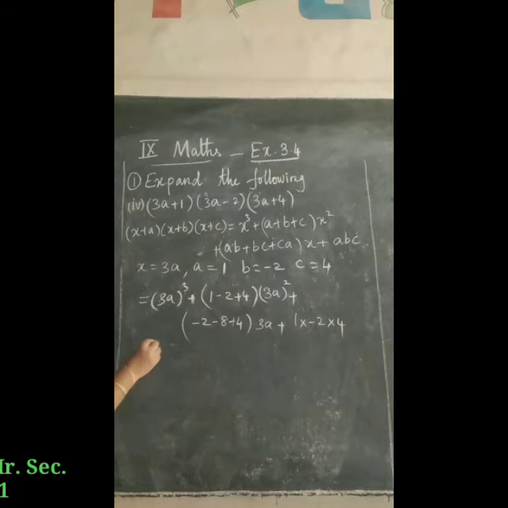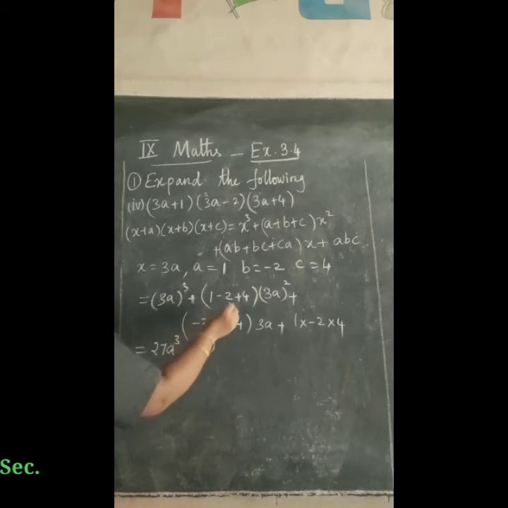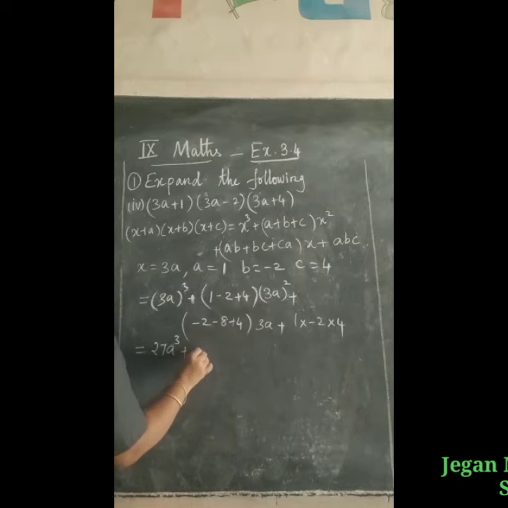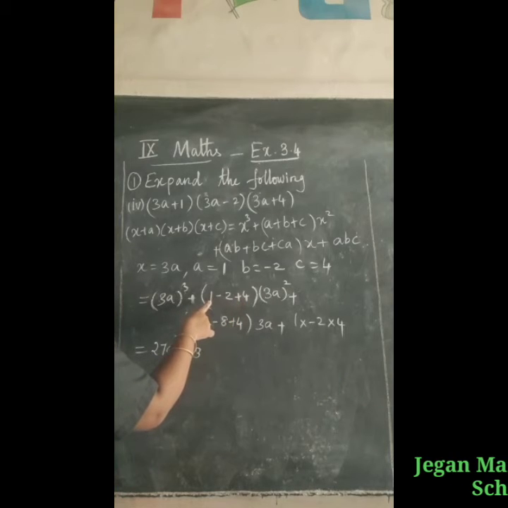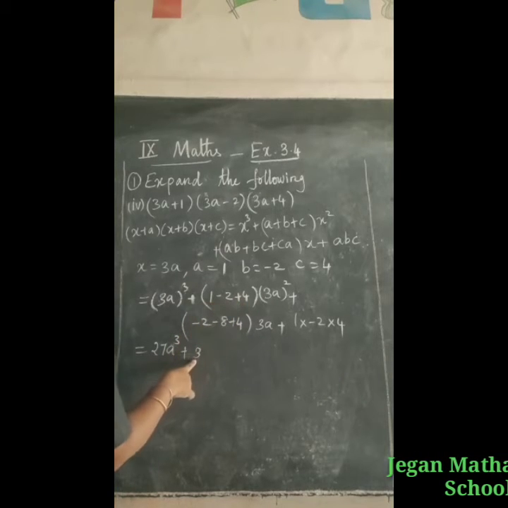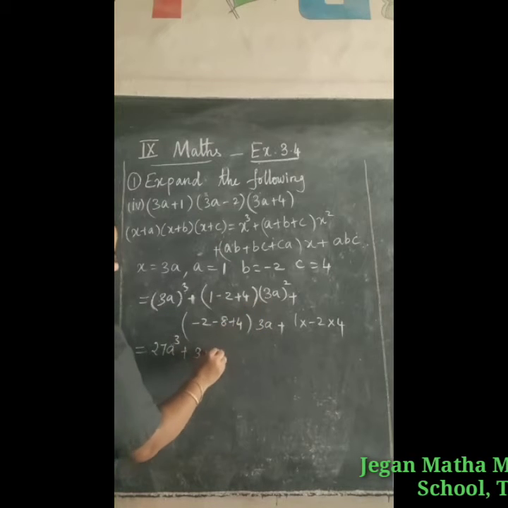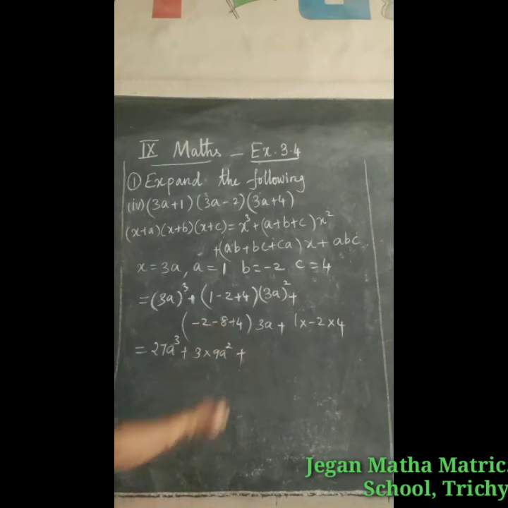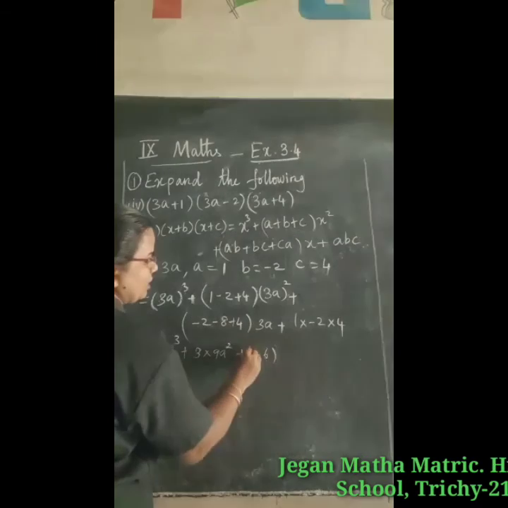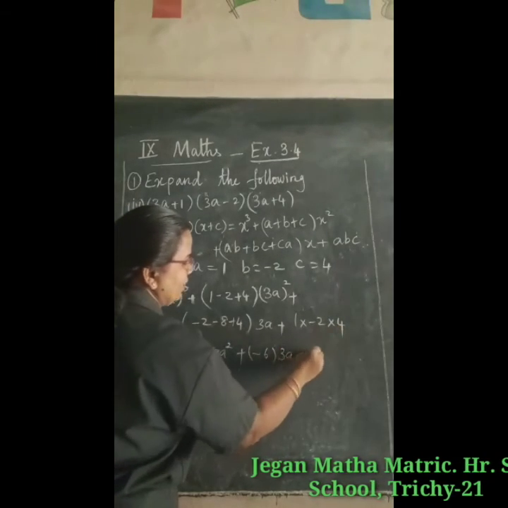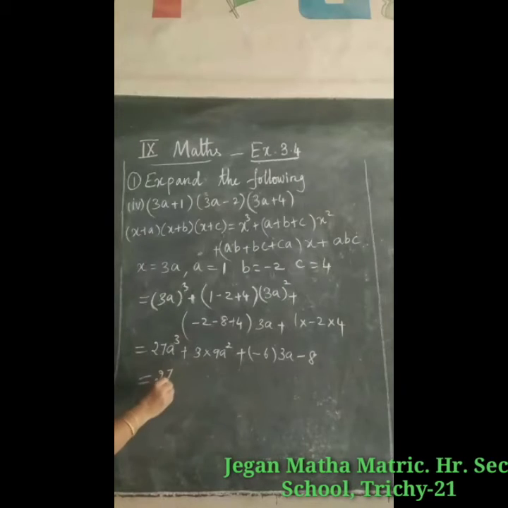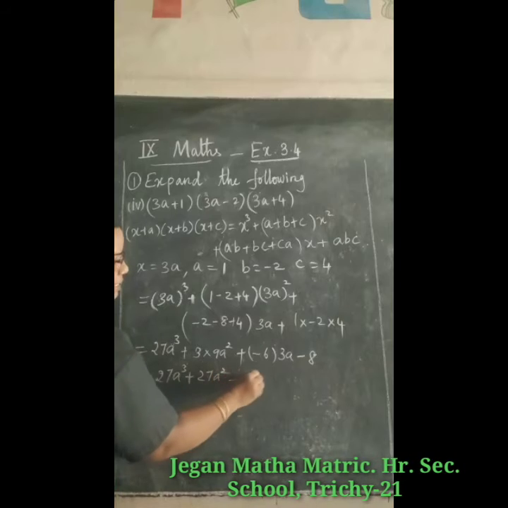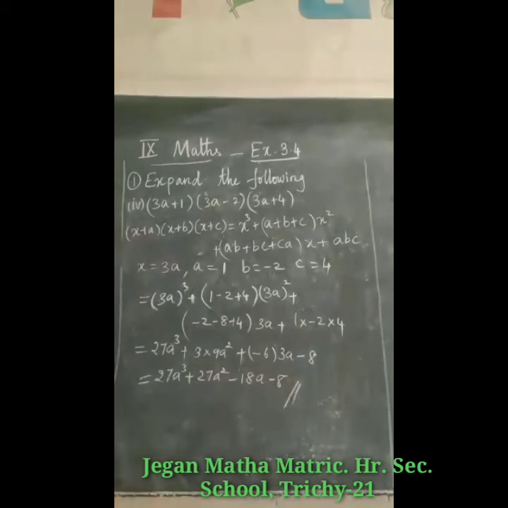9 3s are 27. So 27a cube, here minus 1 plus 3. So 3 3s are 9. Here already 1 3 is there because 4 plus 1 is 5, 5 minus 2 is 3. And here into 9a squared. And here plus minus 2 minus 10. Minus 10 plus 4 is minus 6 into 3a, and minus 8. So that is equal to 27a cube plus 27a squared minus 18a minus 8 is the answer.